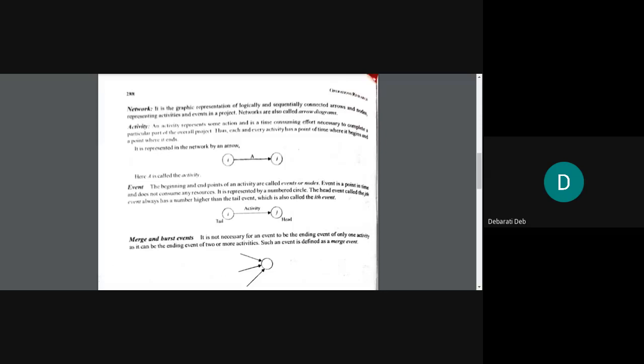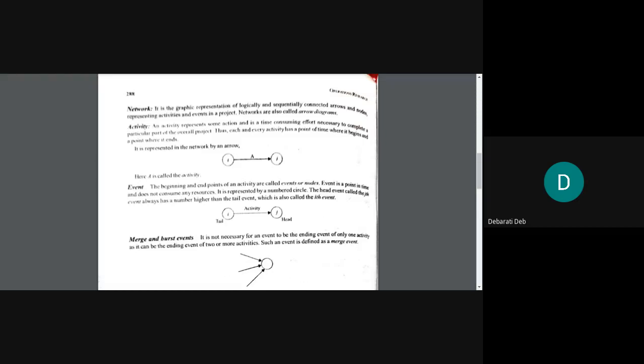So in your screen you can see an arrow and one circle at the beginning of the arrow and one circle at the end part of the arrow, right? Now what does this arrow signify? Those circles I'm coming to later on, but what is the arrow signifying? The arrow is signifying an activity. Okay, it will start at a point and it will end at a point.